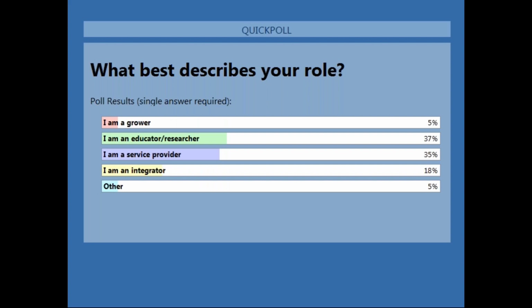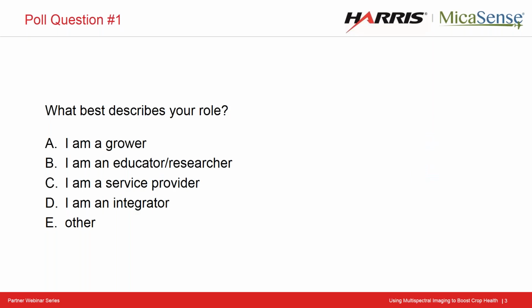Okay, it looks like we have a good mix across the board. 35% service providers, 37% educators and researchers. We have 5% see themselves in the grower category, and 18% as integrators, just 5% other. So it's really good to know that we can focus in on the service provider, the researcher, educator area. And I think you'll see great value throughout this webinar. So thank you for that participation.